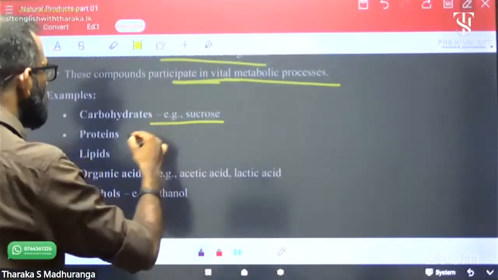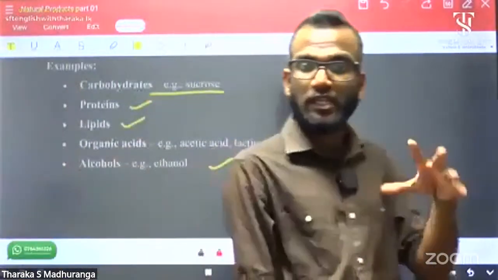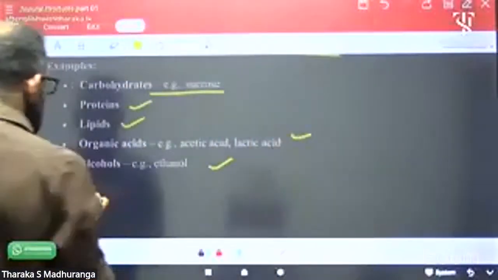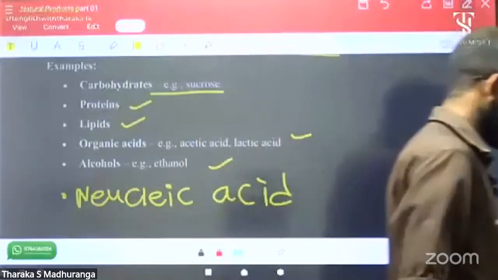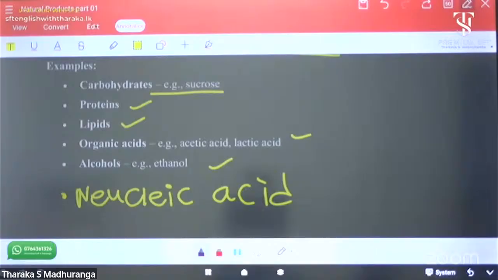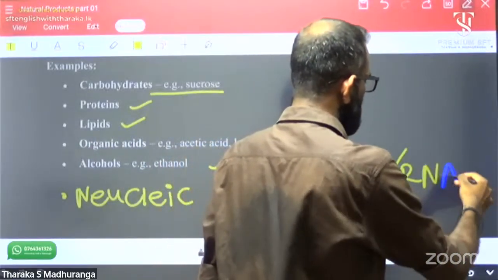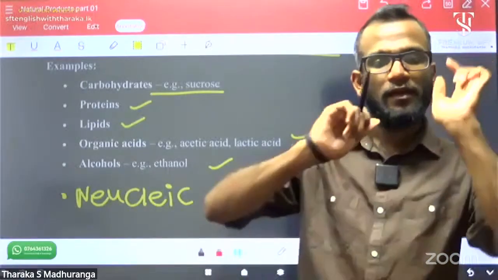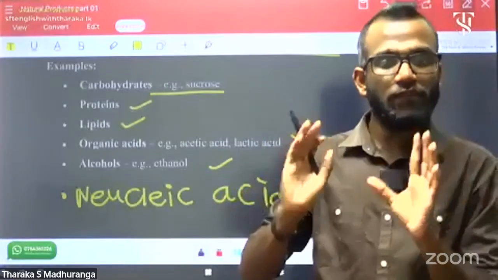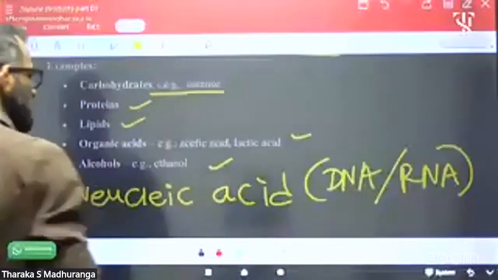Okay, carbohydrates such as sucrose, proteins, lipids, and organic acids, different alcohol types, acetic acid, lactic acid, and DNA, RNA, nucleic acids. Nucleic acid means DNA, RNA. Okay, they are the primary metabolites. Remember, they are the primary metabolites. They are directly involved in growth, development, and survival. Without these primary metabolites, a plant cannot fulfill its main requirements.